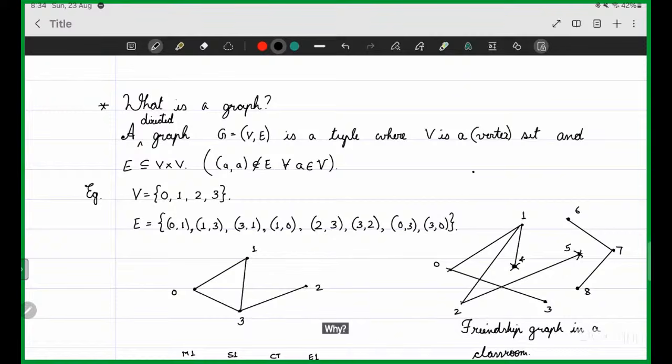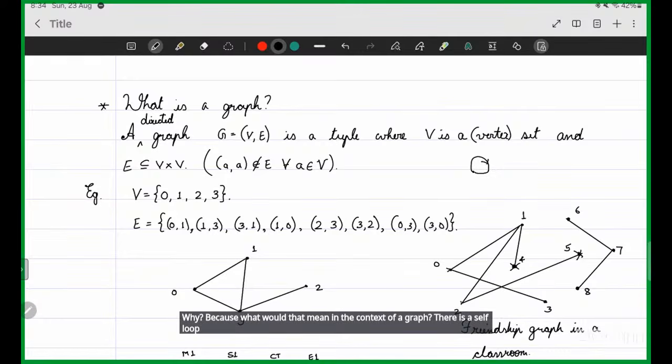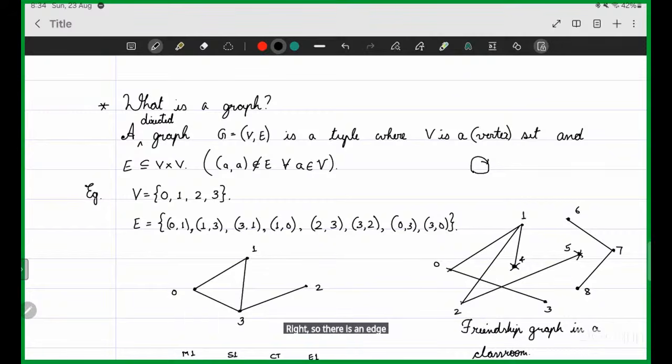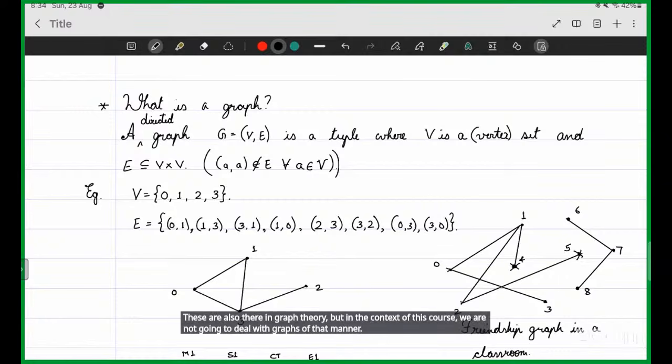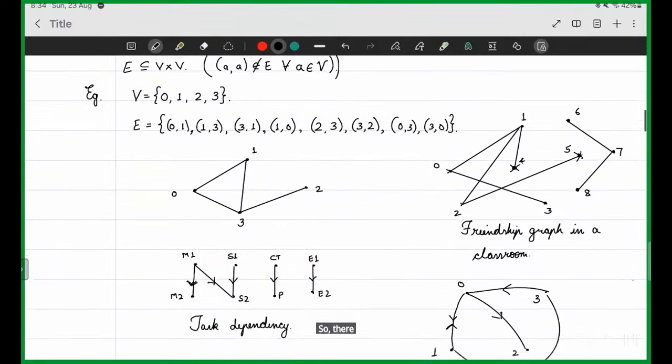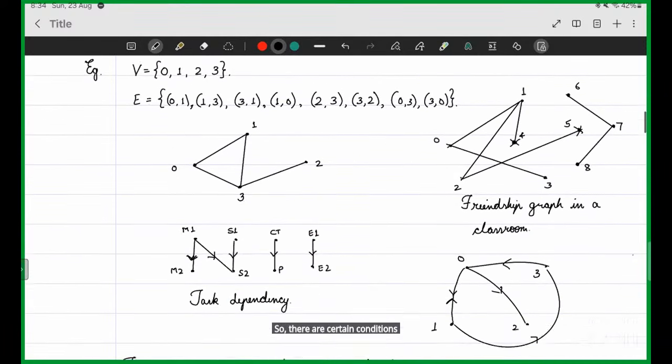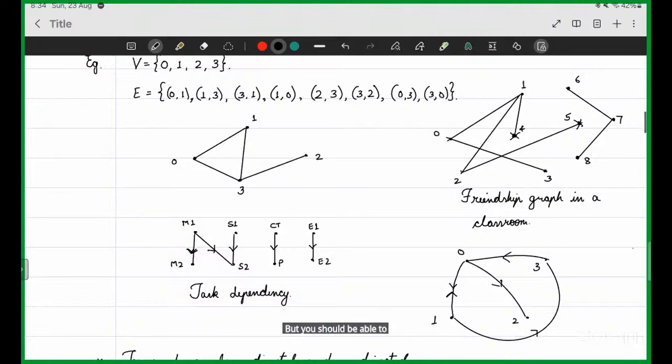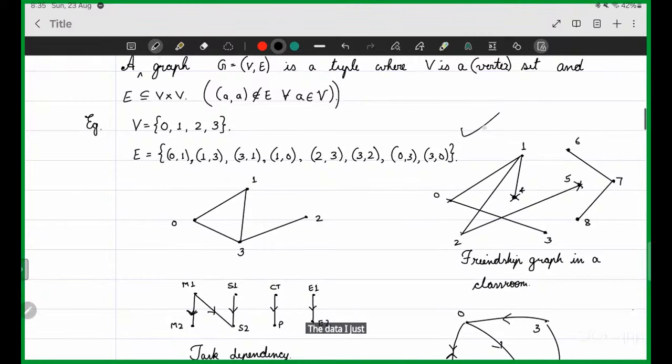So this is like the opposite of a reflexive relation. Why? Because what would that mean in the context of a graph? There is a self loop, right? So there is an edge from a vertex to itself. These are also there in graph theory, but in the context of this course, we are not going to deal with graphs of that manner. So in our graphs, there are no self loops. All right. So there are certain conditions, but you should be able to freely go back and forth between a diagram and the data presented this way.